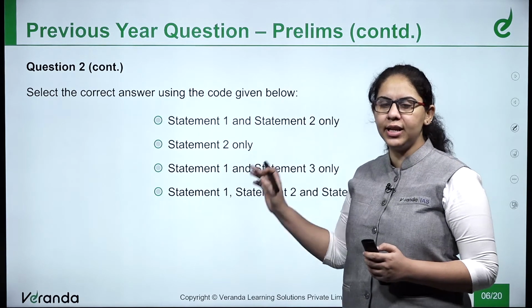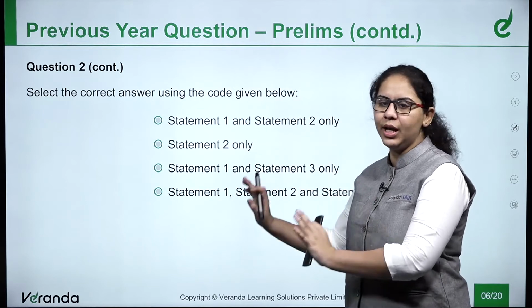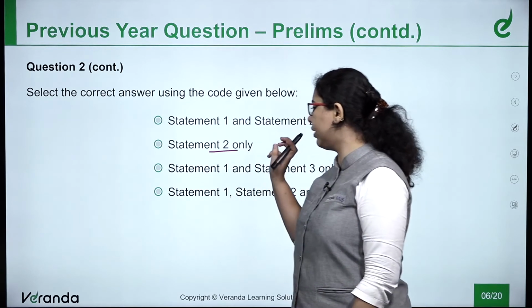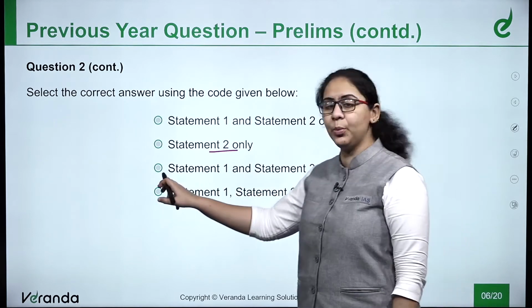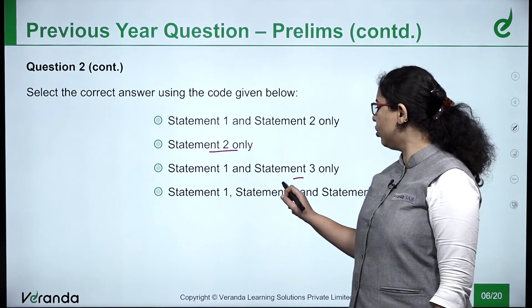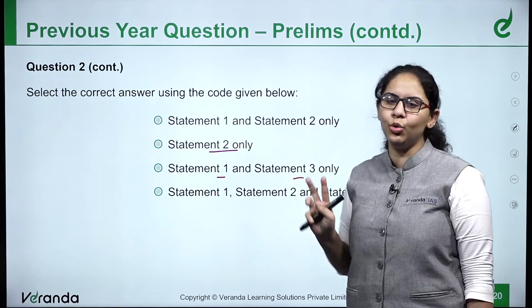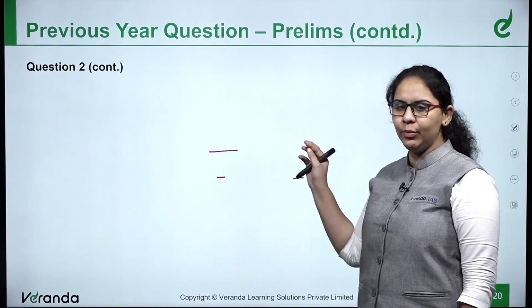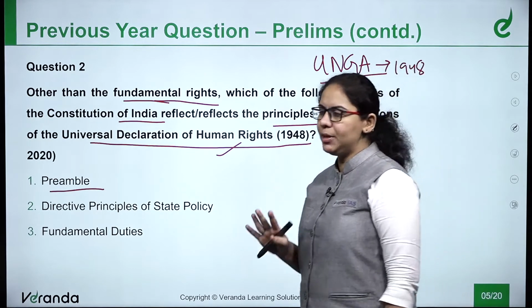By this we will eliminate one, like our 30% work is done. A quarter of the work is done already, okay? Next, we can also eliminate this option, right? So not this, with the help of the preamble, for this we need to observe at least 2 options. So we'll go back and see what all are there: preamble, DPSPs and fundamental duties.